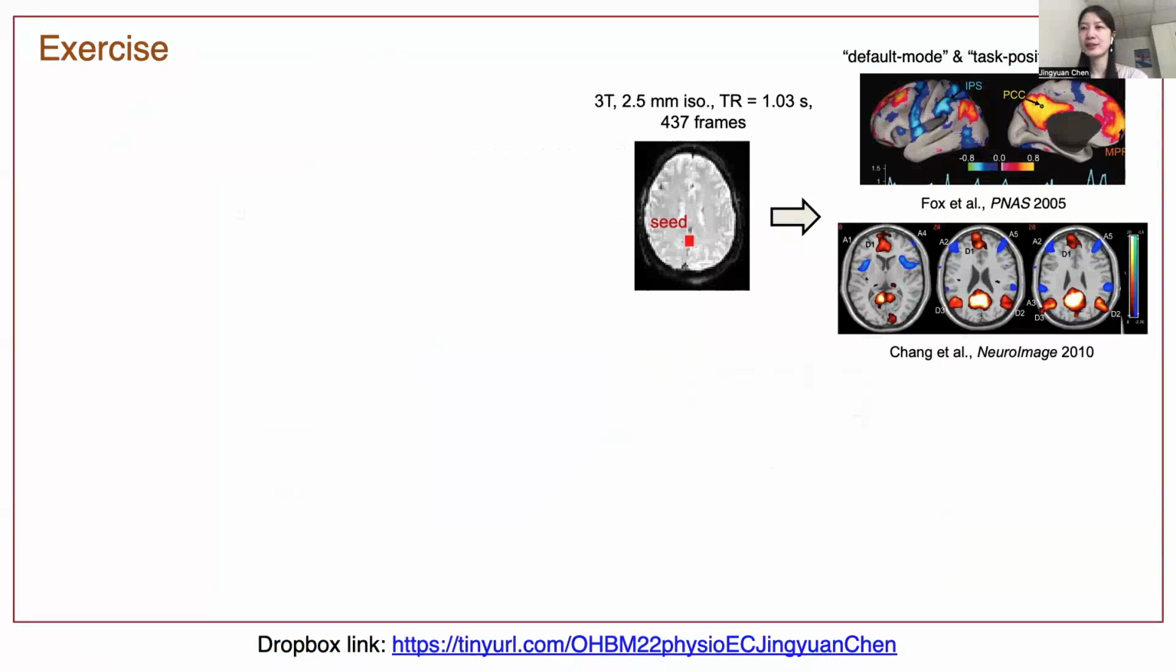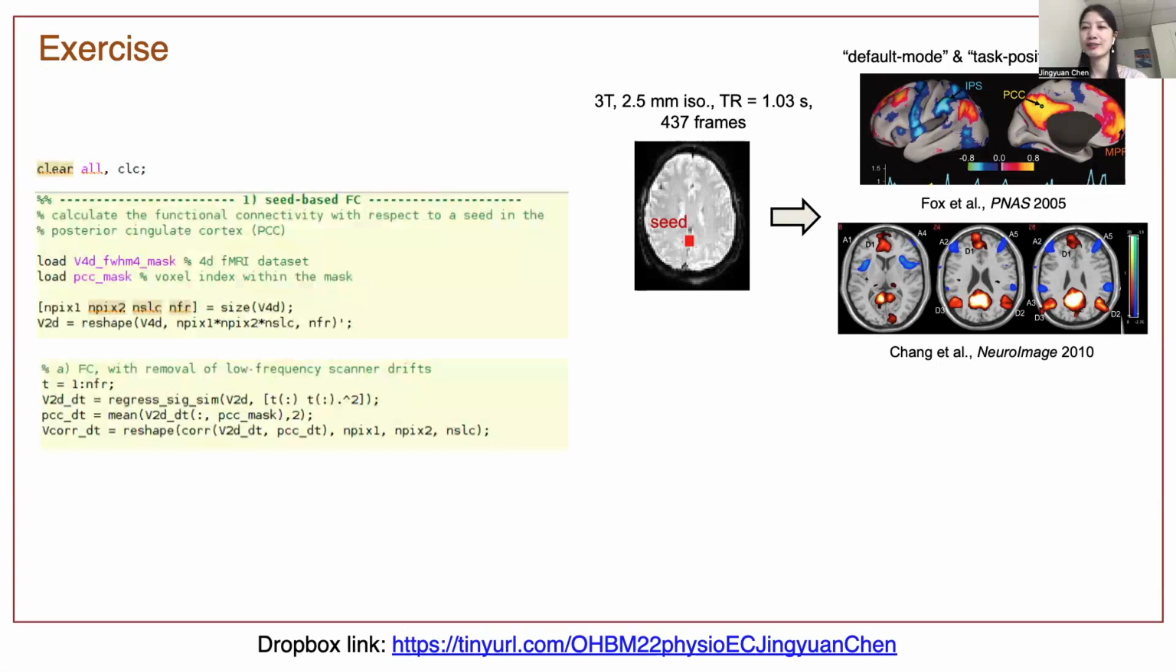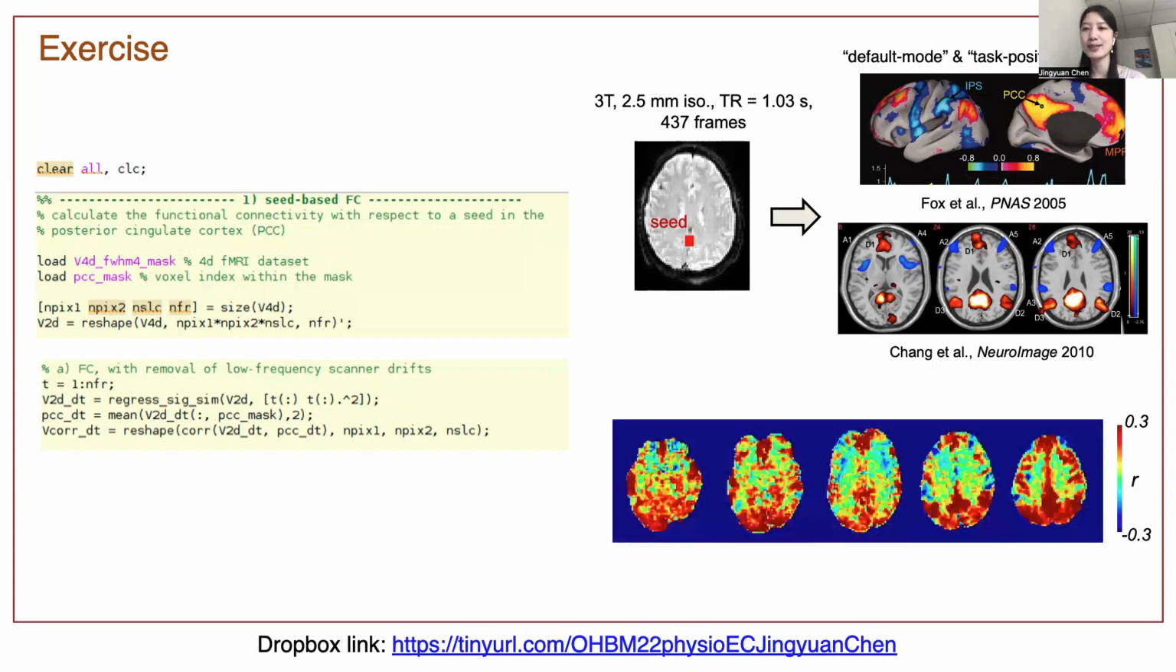Okay, finally, we also provide a small exercise for you to gain some hands-on experience with denoising fMRI data using a model-based approach. You can download the toy dataset from the shared Dropbox link at the bottom. In this example, we will assess the influence of physio denoising on positive and negative correlations with the seed in the posterior cingulate cortex, basically to reproduce the findings by previous studies. After loading the four-dimensional fMRI data and seed masks, you will do a simple pre-processing to remove the low-frequency scanner drifts, and you can plot the correlation maps centered at the seed without any denoising.